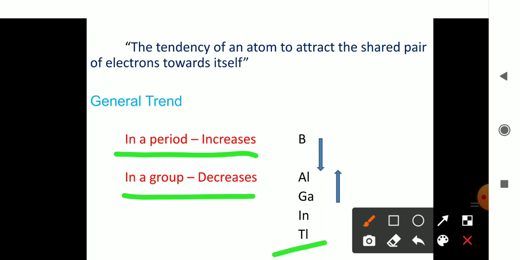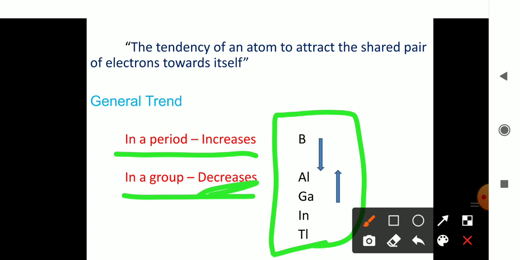Now, if we take a group of p block elements, here group number 13 is taken, that is the boron family: boron, aluminium, gallium, indium, thallium. These are the group of elements. How does this property vary across a group? In a group, this property decreases, that is given here. Look at the first two elements, boron and aluminium. From boron to aluminium, the electronegativity decreases as expected. But if you compare gallium and aluminium, the electronegativity increases.